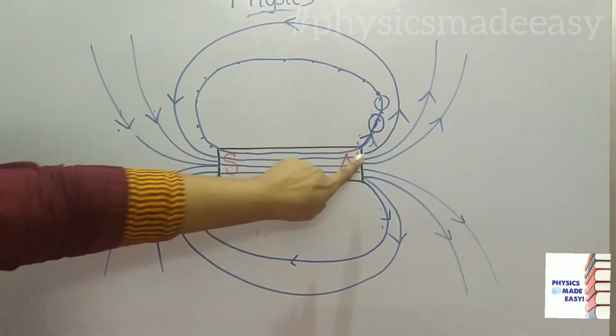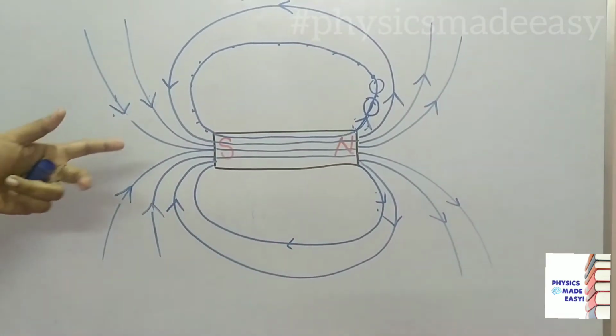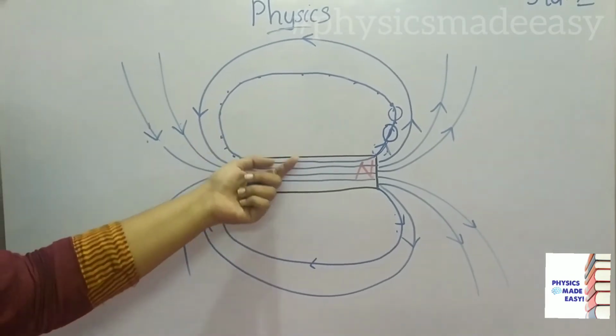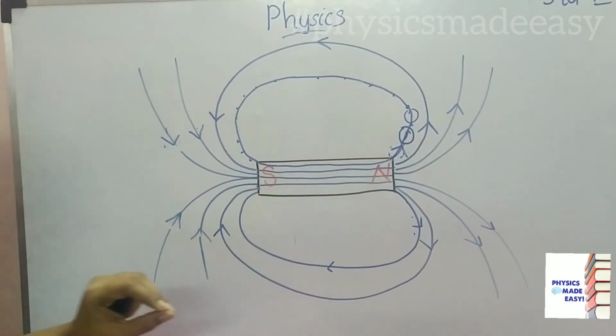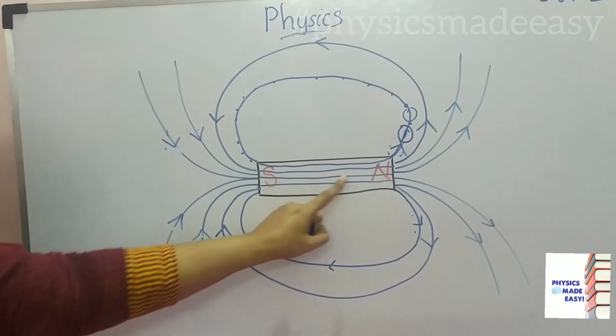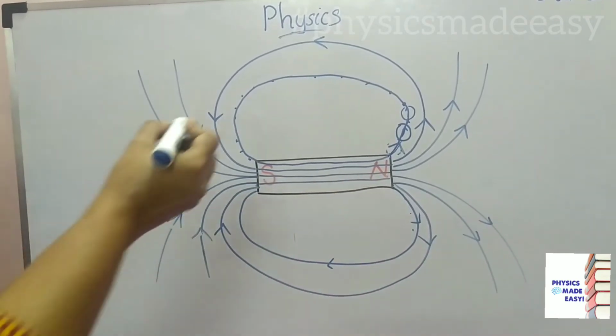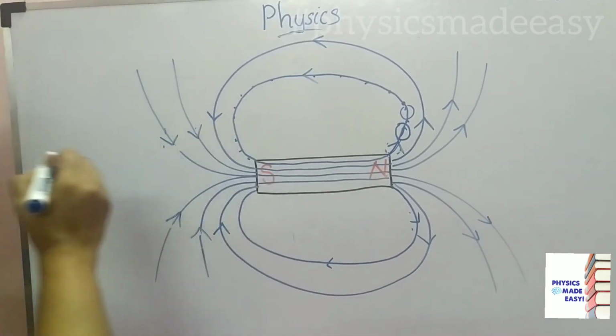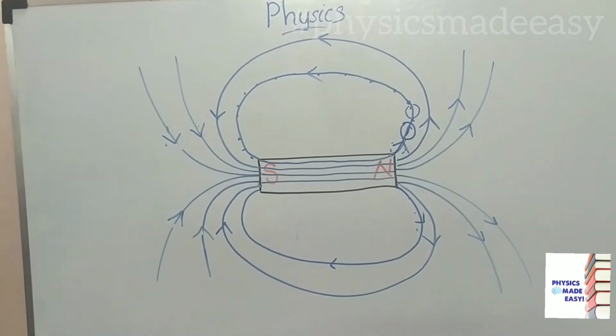So outside the magnet, if we have a magnet and a compass, we can draw the lines. Inside the magnet, the lines are moving from south to north. So we can say all these magnetic field lines are closed and continuous curves.